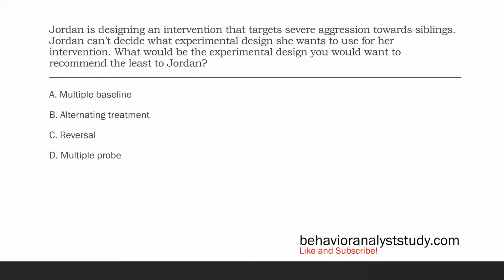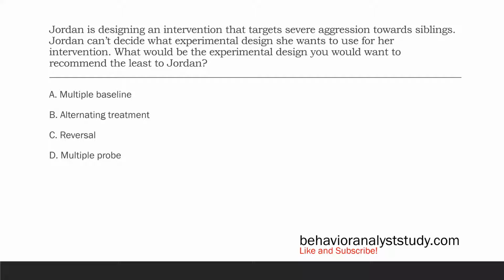So in this case, what would be the experimental design you would recommend the least to Jordan? A, multiple baseline. Multiple baseline you could do across settings, right? It might be a little slower, okay, but at least we don't have to reverse it, right? We could go across different settings and see how aggression is affected across the settings. Most importantly, we don't need to reverse it. Alternating treatment would be a good option, right? We can rapidly go between independent variables and see which one is having the best effect on this aggression. Alternating treatment would be probably a good experimental design to use in this case.